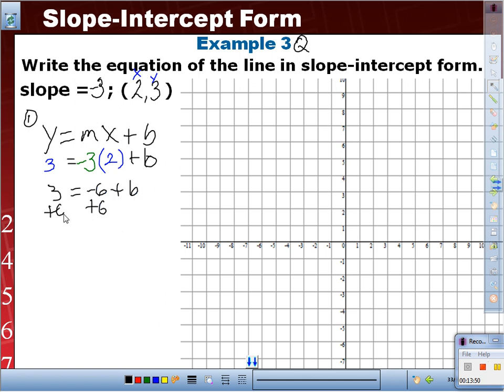Add 6 to each side. Therefore, we're left with 9 equals b. Do we now have enough information to write our equation? Yes. y equals negative 3x plus 9. Hands up if you got that.